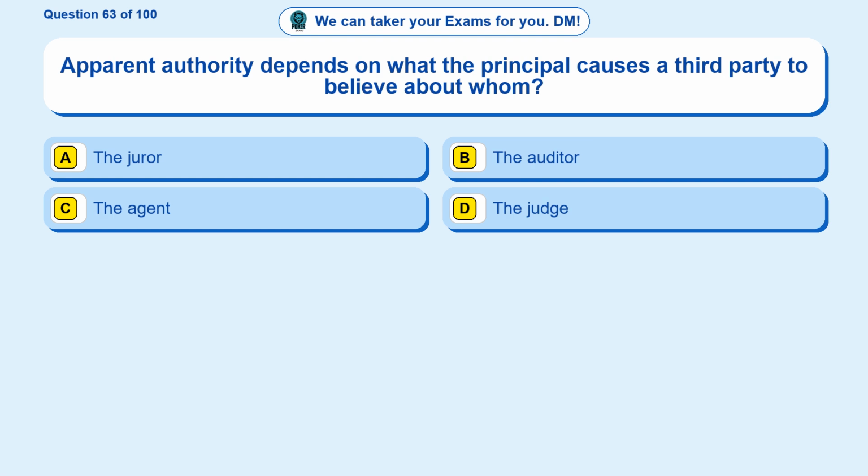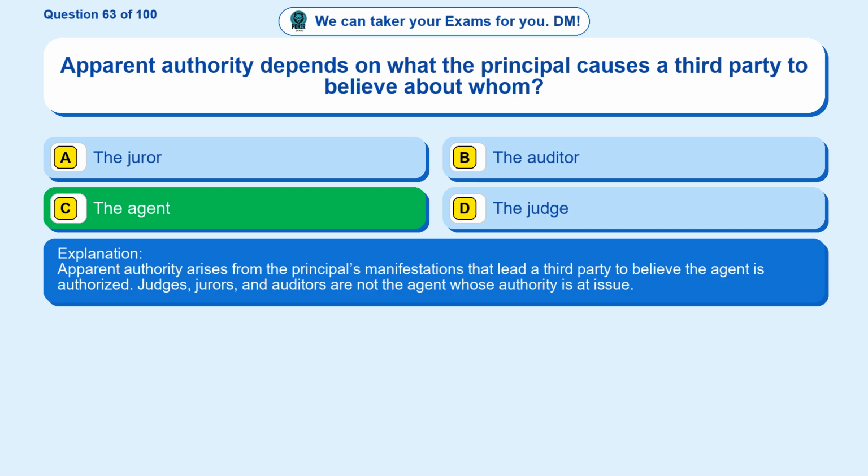Question 63. Apparent authority depends on what the principal causes a third party to believe about whom? Option A, the juror. Option B, the auditor. Option C, the agent. Option D, the judge. The correct answer is option C, the agent. Apparent authority arises from the principal's manifestations that lead a third party to believe the agent is authorized. Judges, jurors, and auditors are not the agent whose authority is at issue.